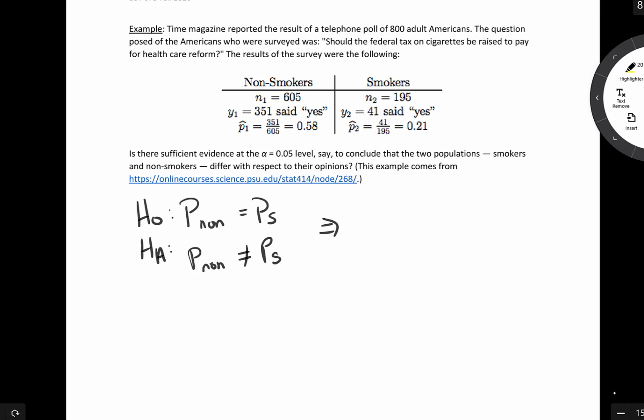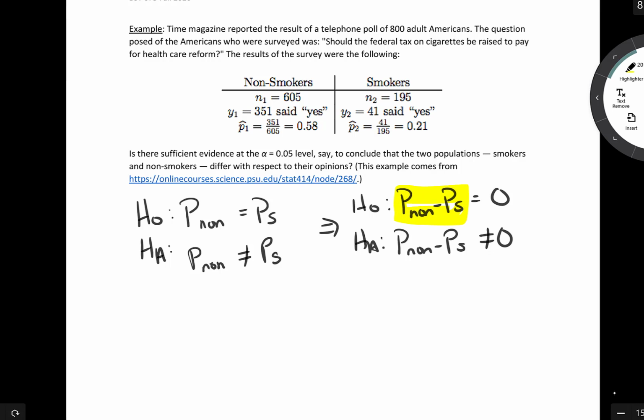Now, alternatively, notice we could also write our hypotheses as follows. I almost like this way better, and the reason for it is it makes it very clear that this difference in the proportions, that is our parameter. So that entire piece that's highlighted is the parameter. I feel like when we write it the way on the left, that's not always as clear to people that that whole difference actually is our parameter.